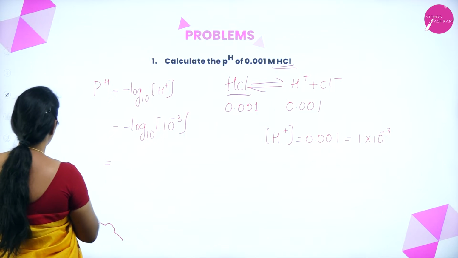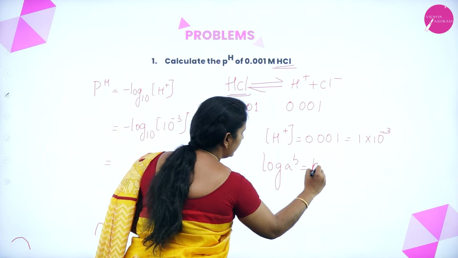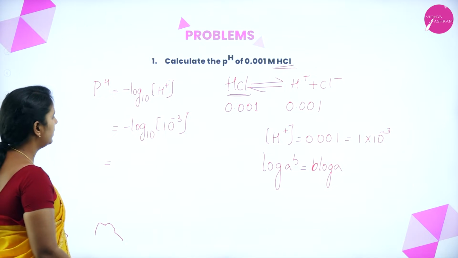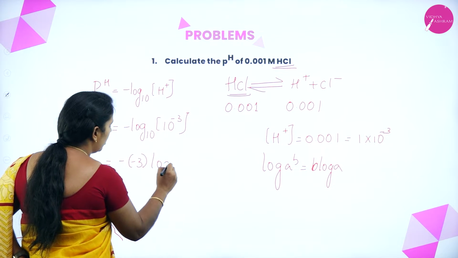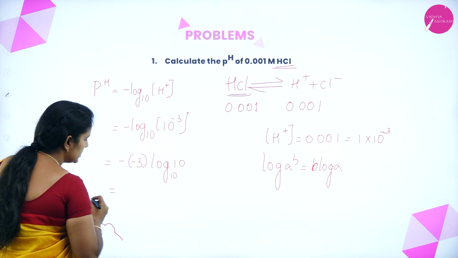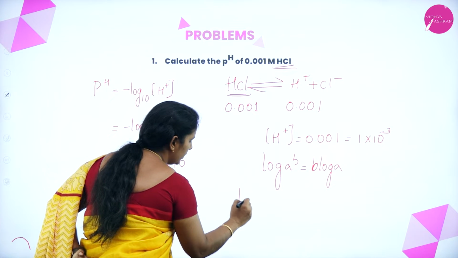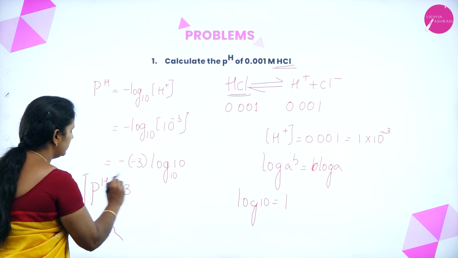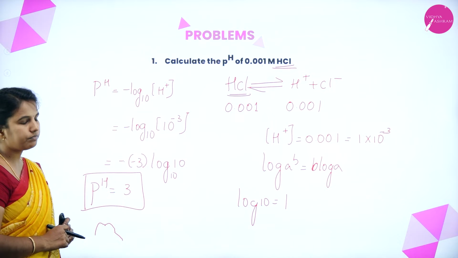We know that log A to the power of B is equal to B log A, as we have learned previously. So it is minus of minus 3 into log 10, base 10. Minus into minus is nothing but a plus, and it is equal to 3, and the log 10 value will be 1. So the pH of the solution will be 3. What is the pH of the solution? It is equal to 3.